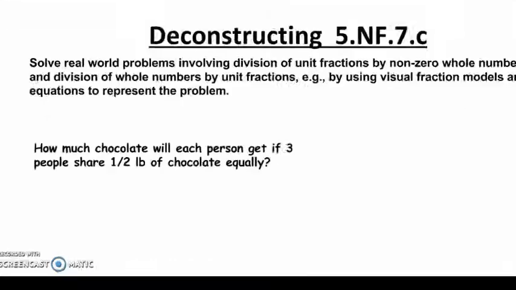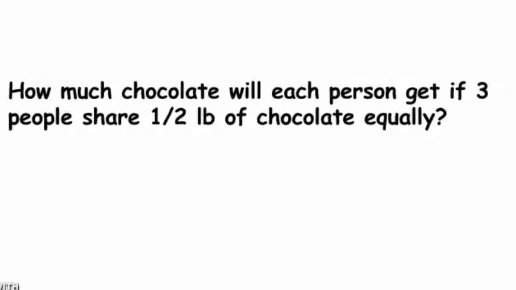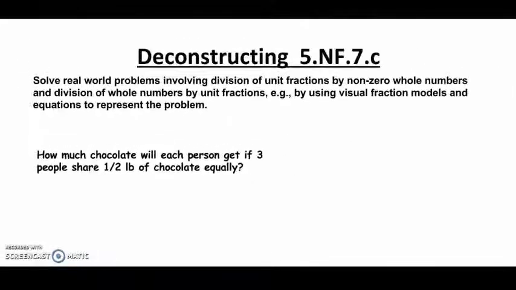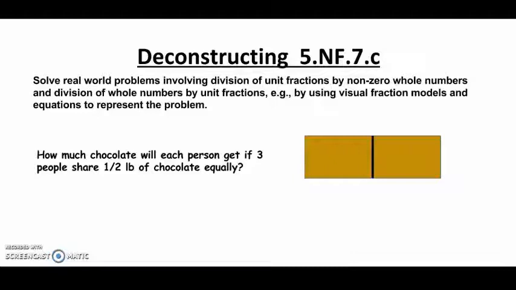Students should be directed to use either bar models or other drawings to help them solve each problem. Our first example is, how much chocolate will each person get if 3 people share 1/2 pound of chocolate equally? To model this, we'll represent a 1/2 pound of chocolate by drawing a rectangle and then cutting it into 2 equal halves. We then cut each half into 3 equal pieces to show 3 people and then find out the size of 1 piece. In this case, each person will receive 1/6 of the original pound.